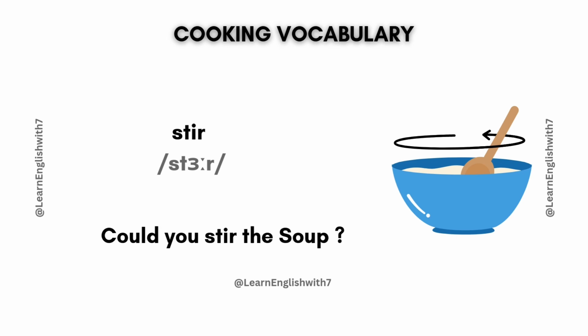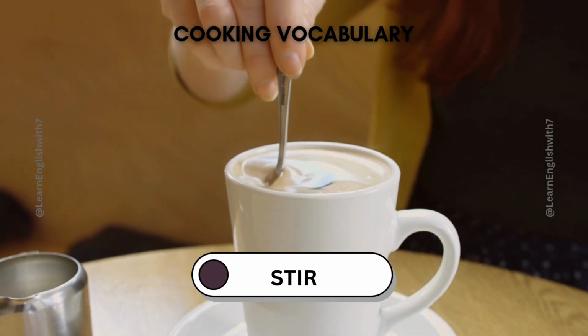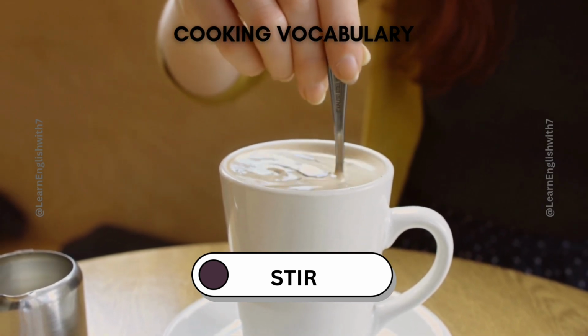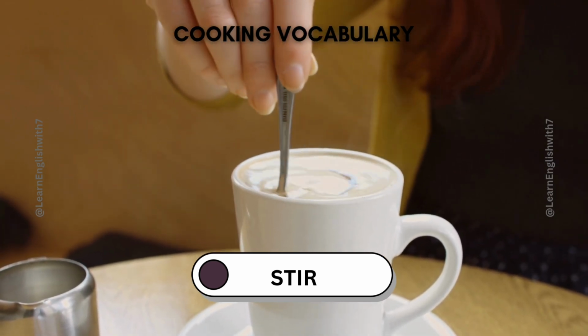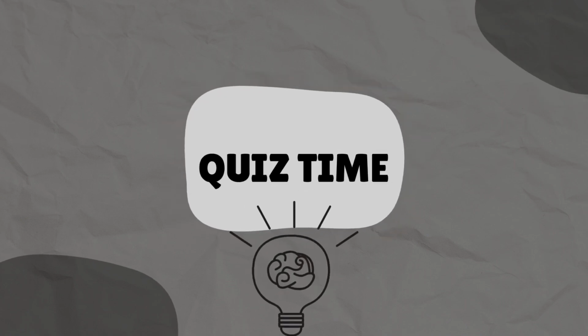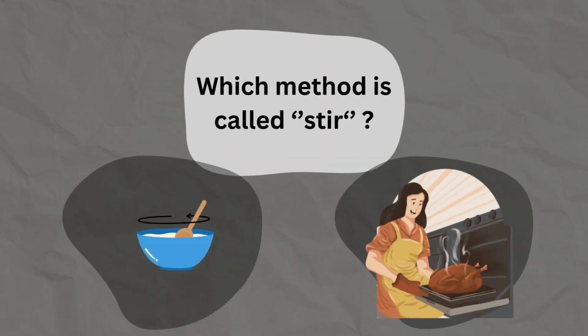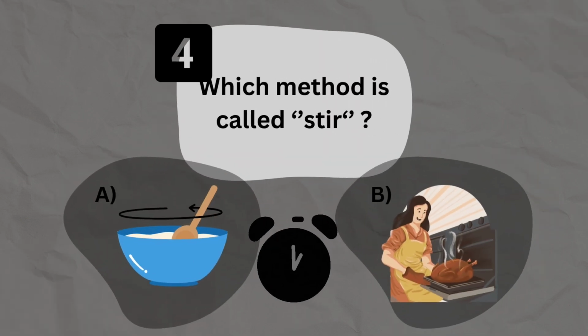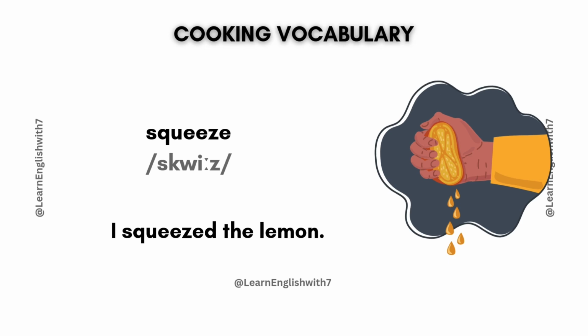Stir. Could you stir the soup? Quiz time question 4. Which method is called stir? Squeeze. I squeezed the lemon.